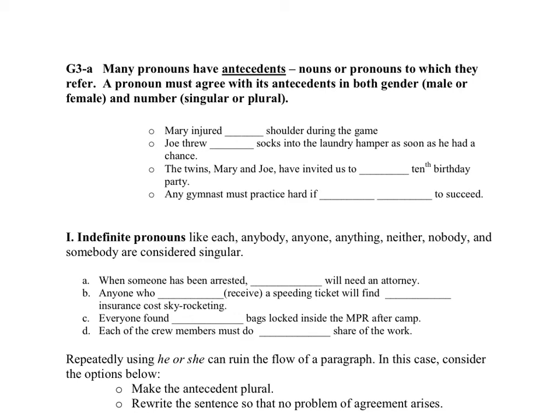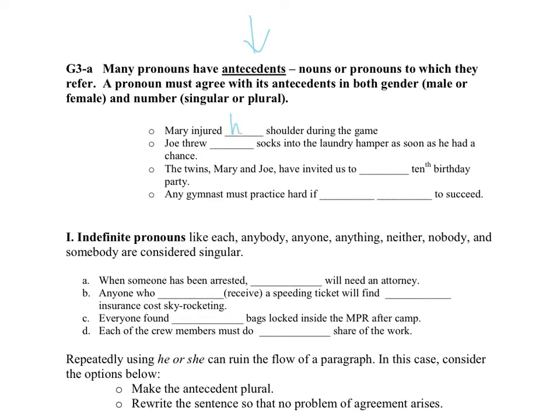Grammar code G3-a. Many pronouns have antecedents. Antecedents are nouns or pronouns to which they refer. A pronoun must agree with its antecedent in both gender, male or female, and number, singular or plural. Let's take a look at these example sentences.